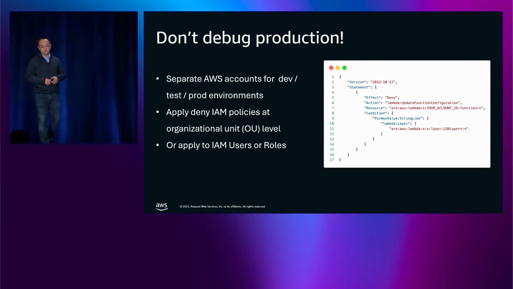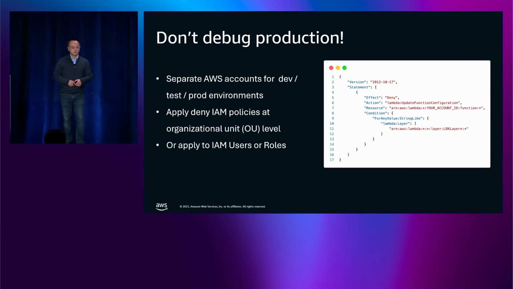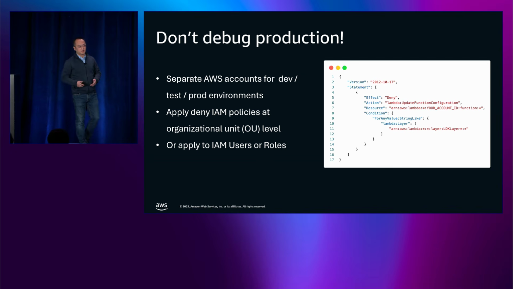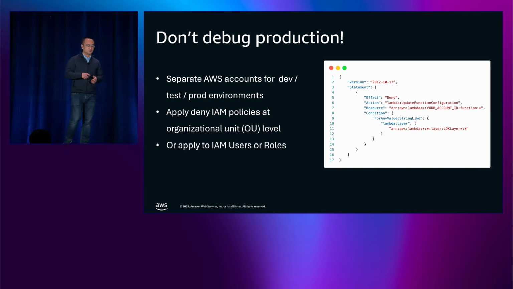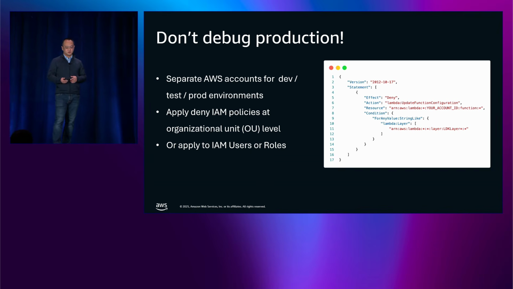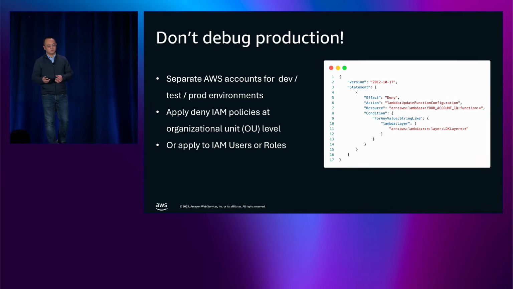Another thing is security. Friends don't let friends debug in production. Please use remote debugging in your dev or testing environment. You can use this IAM policy to stop debugging features in your production account, or use SCP to stop that at the organizational level. Or if you want to be more specific, you can apply this to a specific IAM user or IAM roles.